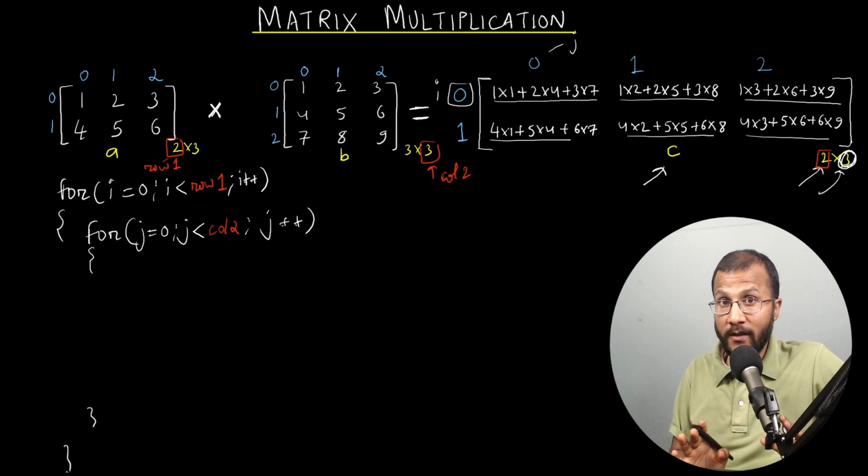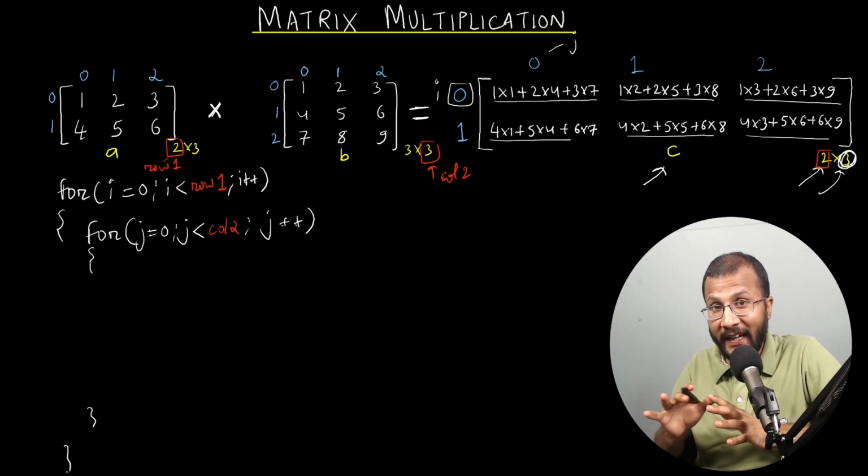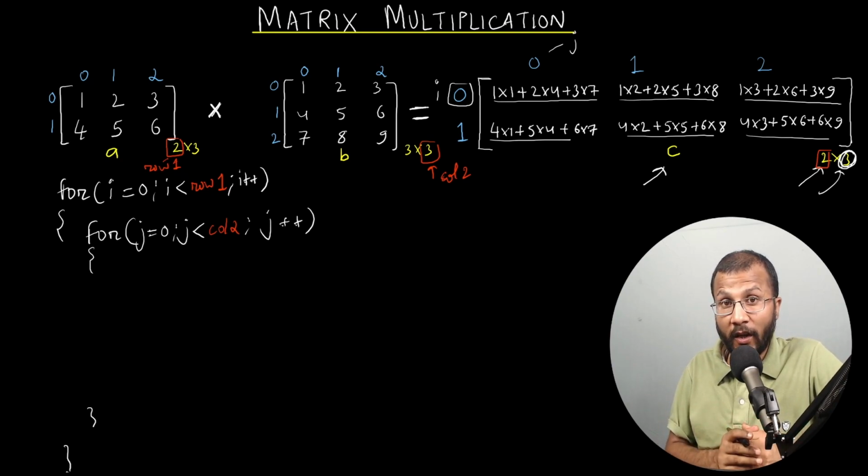It works with all sorts of matrices, provided that the matrices are compatible for multiplication. We have not written the code for checking that compatibility right now. While implementing it, we are going to do that. And we have also not written the code for taking the input for matrix A and matrix B. That also we are going to do while implementing it. Here we are just focused on building the logic for doing the matrix multiplication.